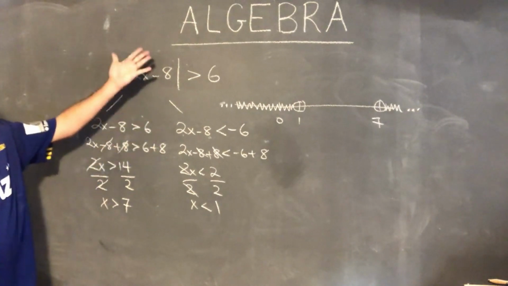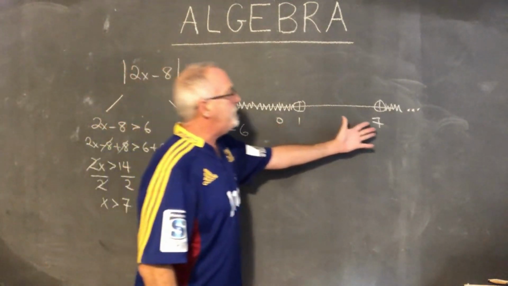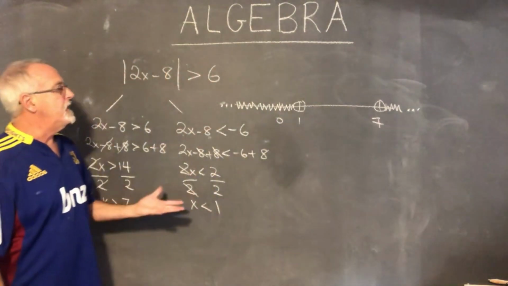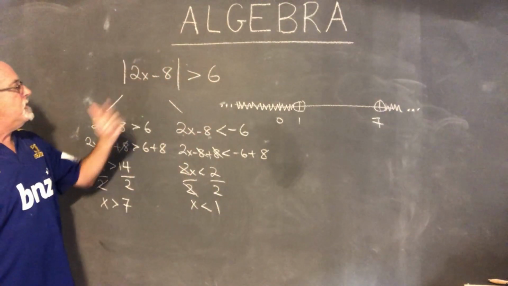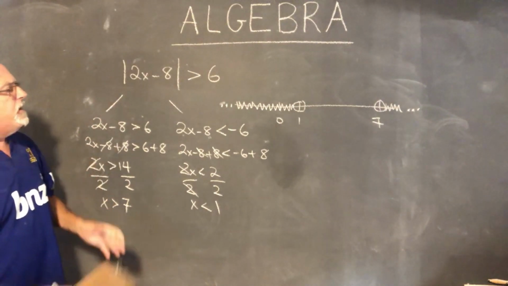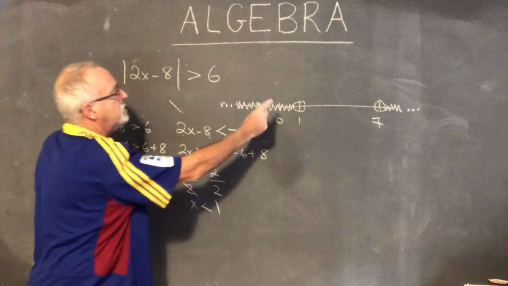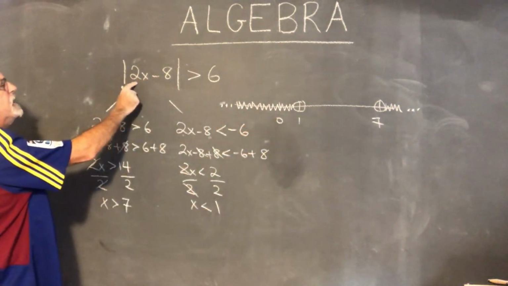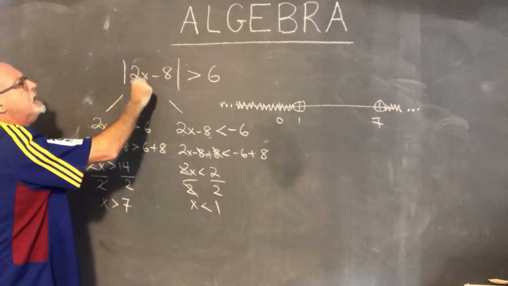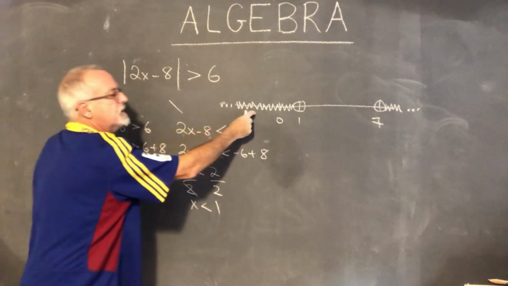Okay, so interesting. We have that thing happen where it's the 1 and the 7. It's not a 1 and a negative 1 or a 7 and a negative 7, and that happened because we have extra stuff happening in between our absolute value bars. Verifying. Let's try plugging negative 1 into this. 2 times negative 1 is negative 2. Negative 2 minus 8 is negative 10. The absolute value of negative 10 is 10, and 10 is greater than 6, so it's in the shaded area.